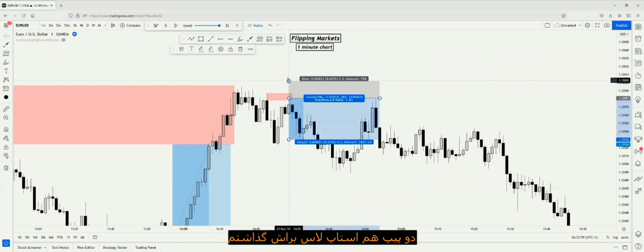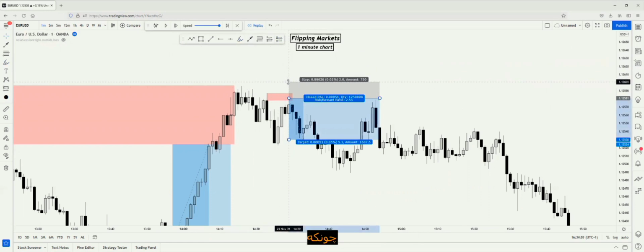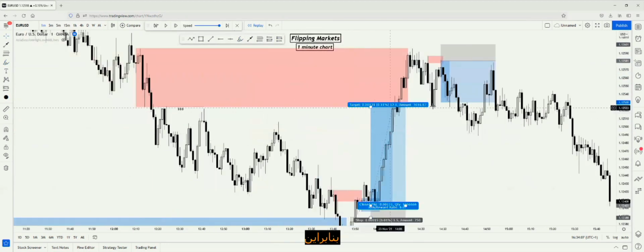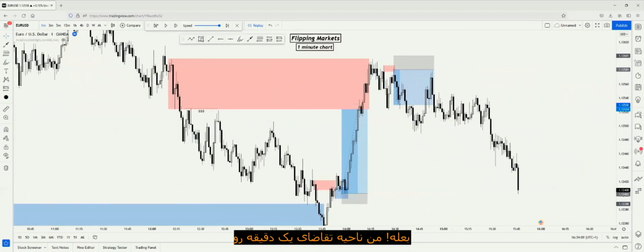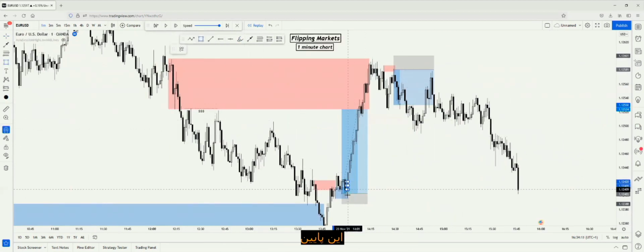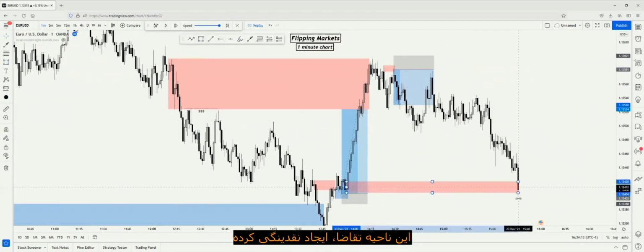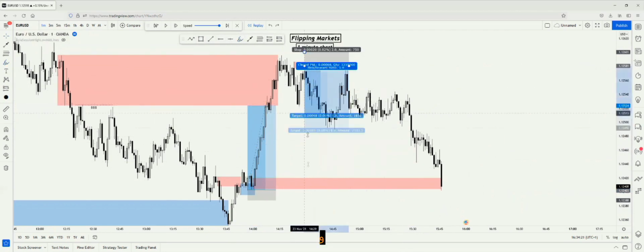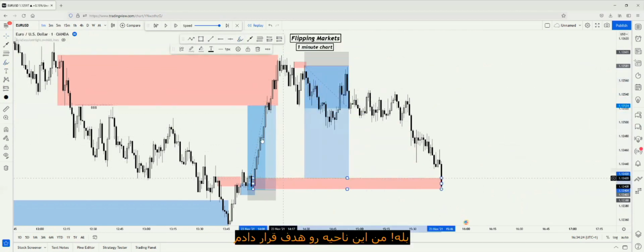I set a 2 point stop loss because I set my stop loss above these highs. So yeah, I was targeting the 1 minute demand zone down here. This demand zone created liquidity and inefficiency, as you can see, huge inefficiency that has to be filled up. So yeah, I was targeting this zone.